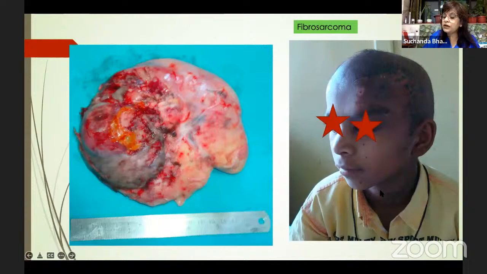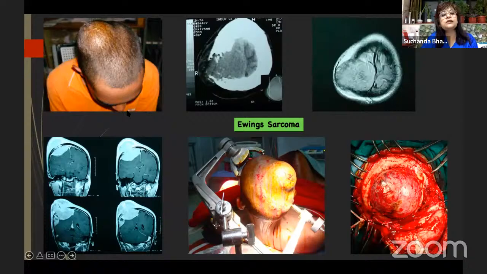And this is a case of a Ewing sarcoma. Again, you know, we report late, and they came quite late to us. It was a huge lesion, and complete surgical removal was done. And then, of course, I do not know the follow-up of this case, but I did follow up for 2 years, and after that, I don't know what happened.